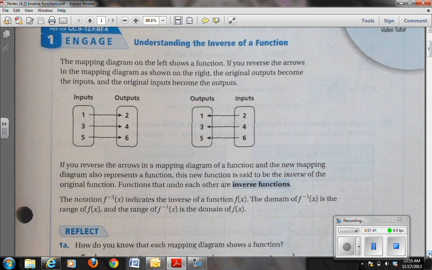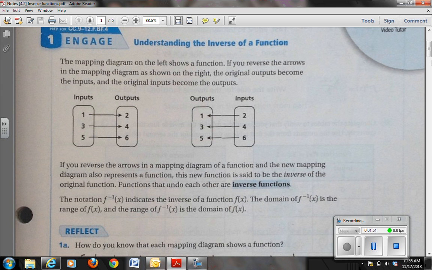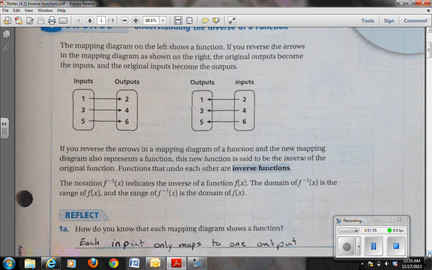Okay, so let's see. They talk about mappings here. I think I'll just skip that. You can read that on your own. Trying to figure out where my cursor is. There we are. Okay. So if I scroll down, let's look at the reflect question.